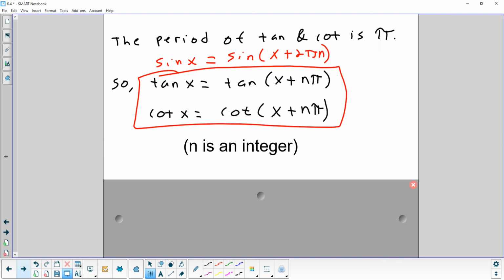Again, n here would have to be an integer, because when you add pi, you can add 1 pi, 2 pi, 3 pi, 4 pi, 5 pi. You have to add a whole cycle. If you add like half a cycle, then you're not going to land in the right spot.